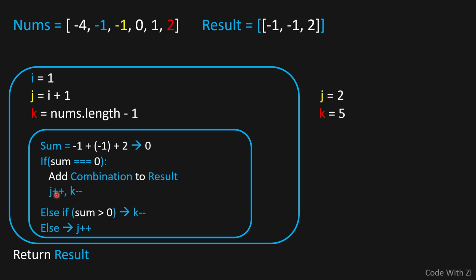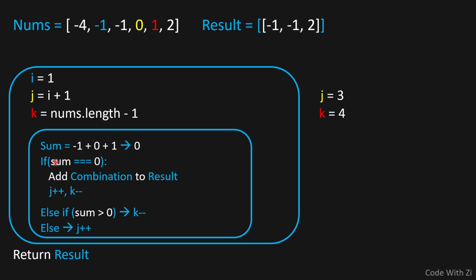So let's do that. We just added our combination to our result, then we're gonna increment j and decrement k, like so. So j is now equal to 3, and k is equal to 4. Now they're pointing to these numbers here. So let's calculate our sum again. Sum is gonna be equal to -1 plus 0 plus 1. As you can see, -1 plus 0 plus 1, and that's also equal to 0.